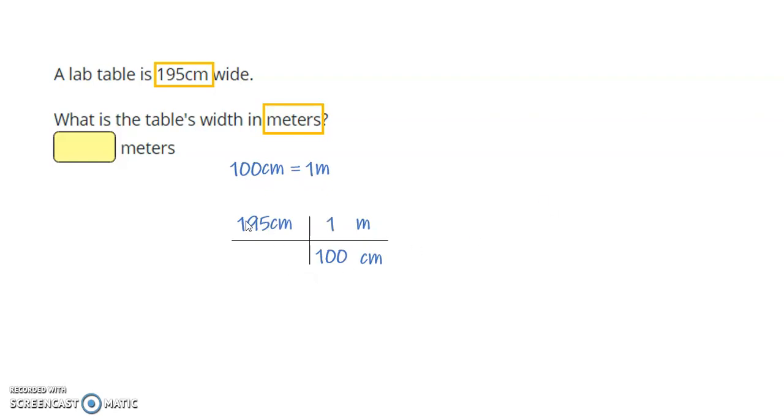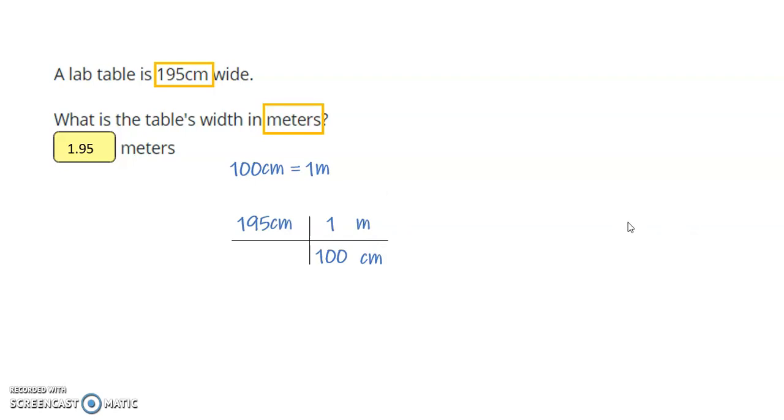Then what you do is you take the top unit times the top, divide by bottom. So in your calculator, you can punch 195 times 1, divide by 100 equals, and you're going to get 1.95. The unit that didn't cancel, that's not on the top and the bottom, is meters, so that's your unit, and your answer is 1.95 meters.